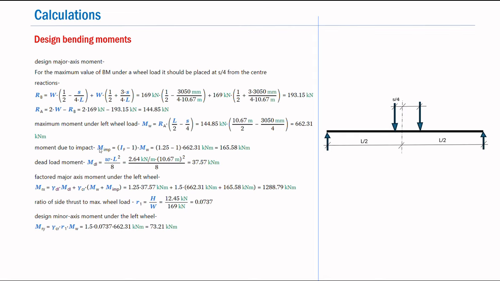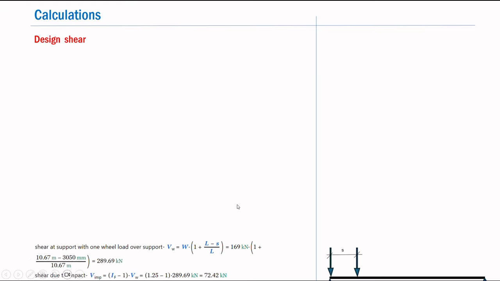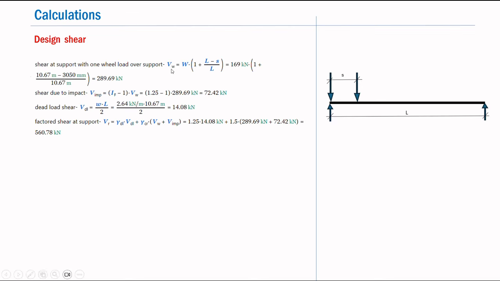So this is all about the computation of the design bending moments about the major as well as the minor axis. Next, we proceed for the design shear evaluation. Obviously, we know that for the critical shear, one of the wheel loads should be placed directly above the supports, and for this configuration or the placement, we evaluate the shear at the support as W into 1 plus L minus S by L, and that works out to be 289.7 kN.